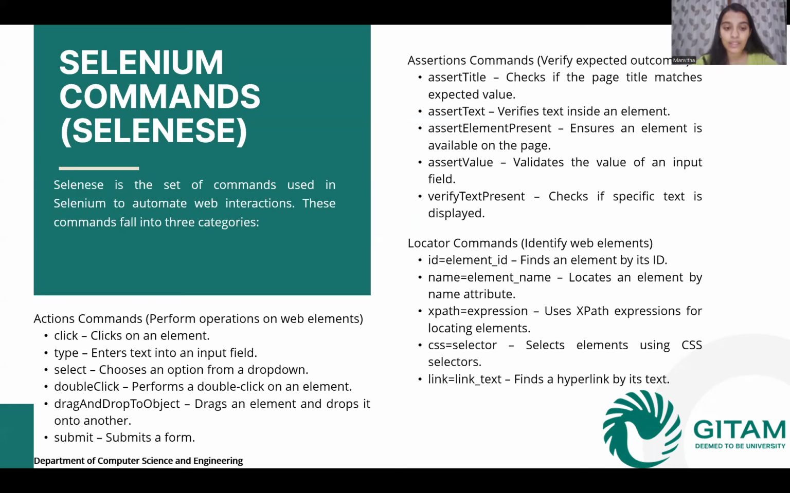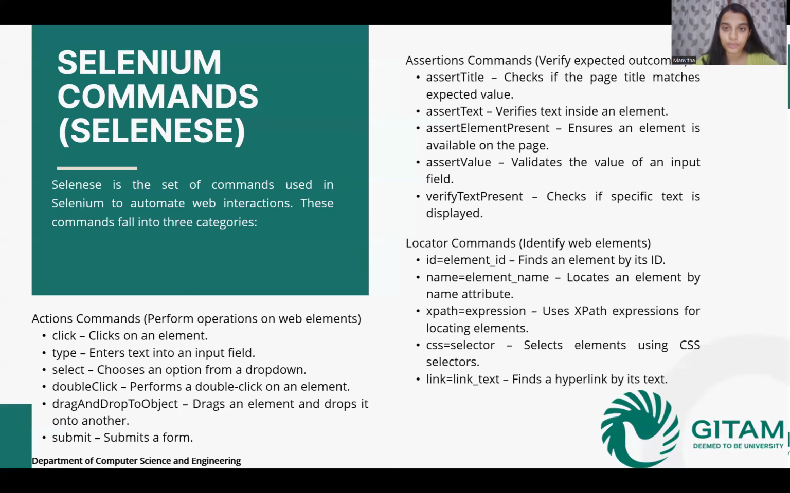The assertion commands verify expected results. For instance, assert title checks if the page title is correct, and assert text ensures specific text is displayed. The locator commands help find elements on a web page. For example, id equals element underscore ID locates an element by its ID, while xpath equals expression finds an element using XPath. So to summarize, actions perform tasks, assertions verify results, and locators find elements. Mastering these commands is the key to effective Selenium automation.